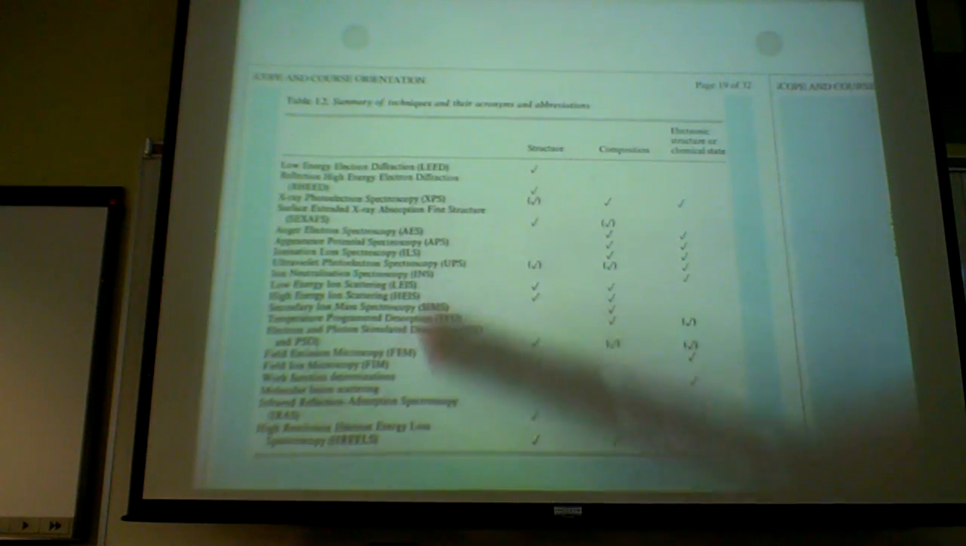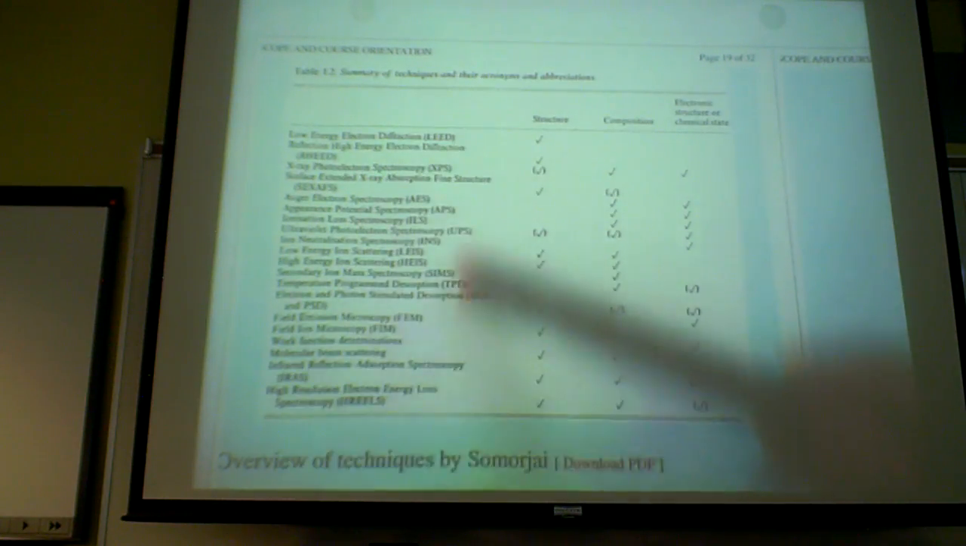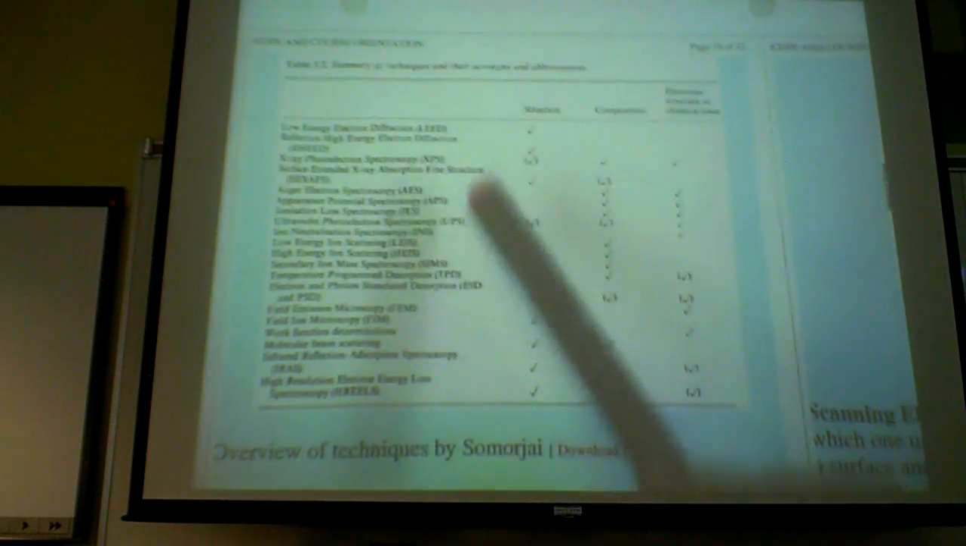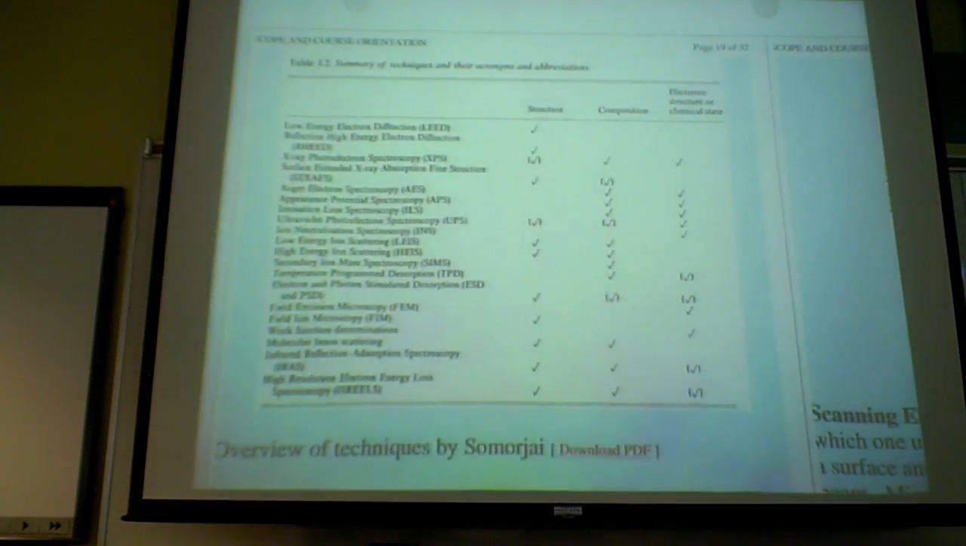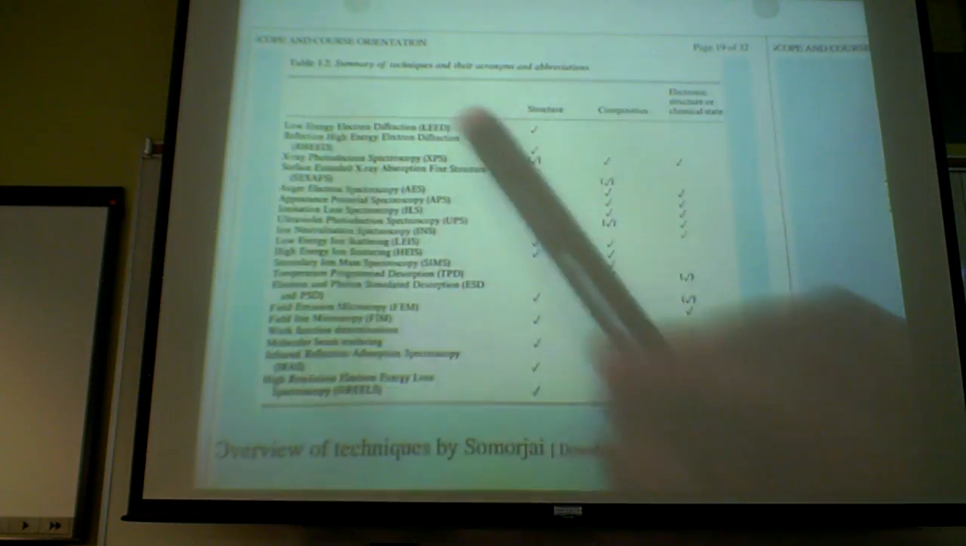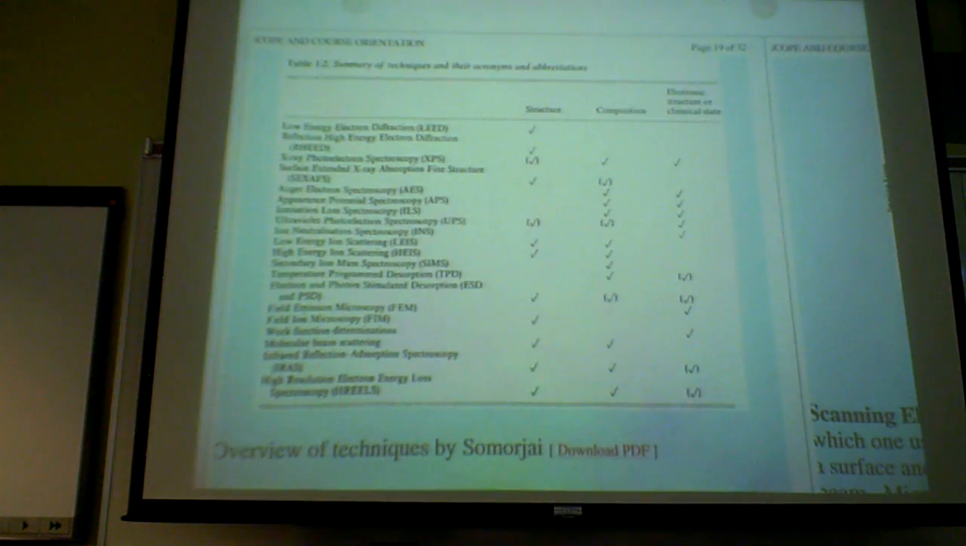And I don't want to go into these now, because you see in surface science there's a lot of acronyms, and this defines some of the acronyms that you will see. And as we get to it, you get a little bit more familiarized with some of these acronyms.